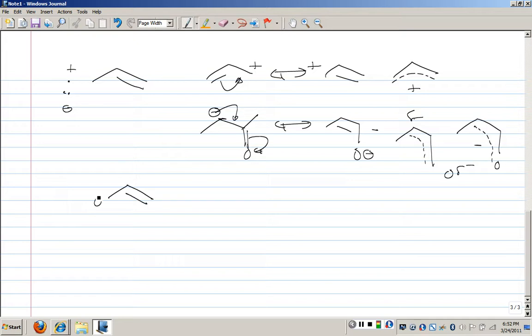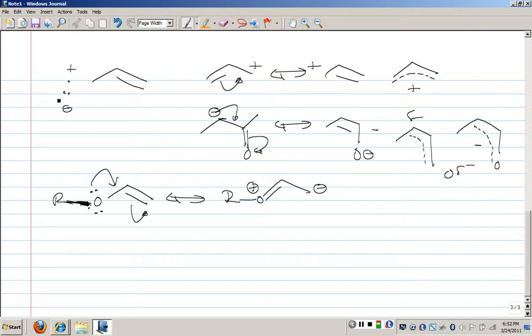So if I have O with lone pairs of electrons on it, let's say it's an OR, for example, then I can also have resonance of this type, which gives rise to this species. Okay, so that's the condition where there's a lone pair of electrons.